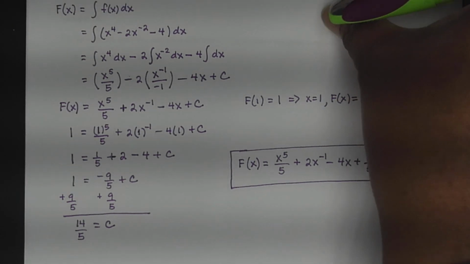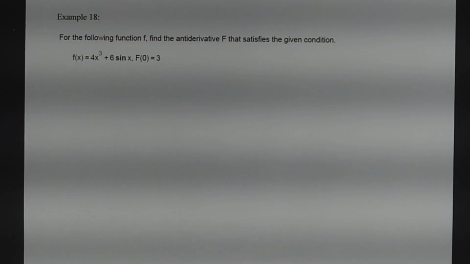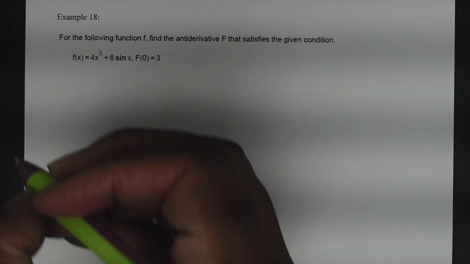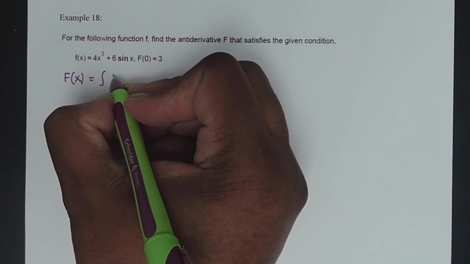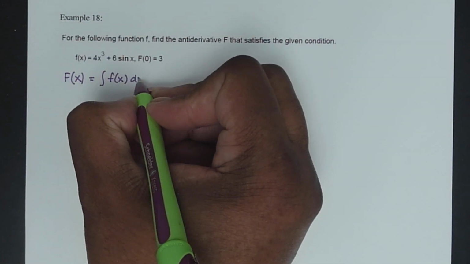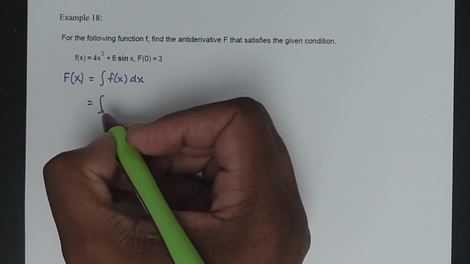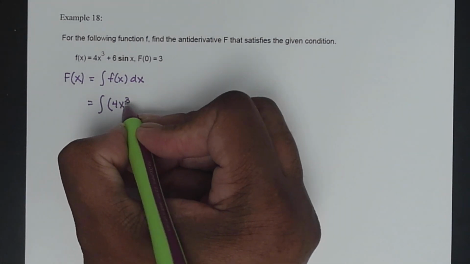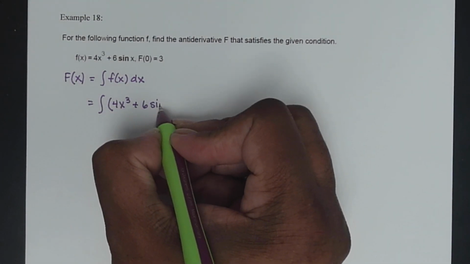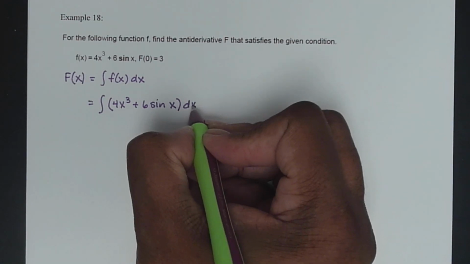All right, finally, example 18. Let's say we had f of x is equal to 4x cubed plus 6 sine of x. Our initial condition is capital F of 0 is equal to 3. And we want to find this antiderivative satisfying that given condition. So that means capital F of x is going to be the integral of f of x dx, which means the integral of 4x cubed plus 6 sine of x dx.